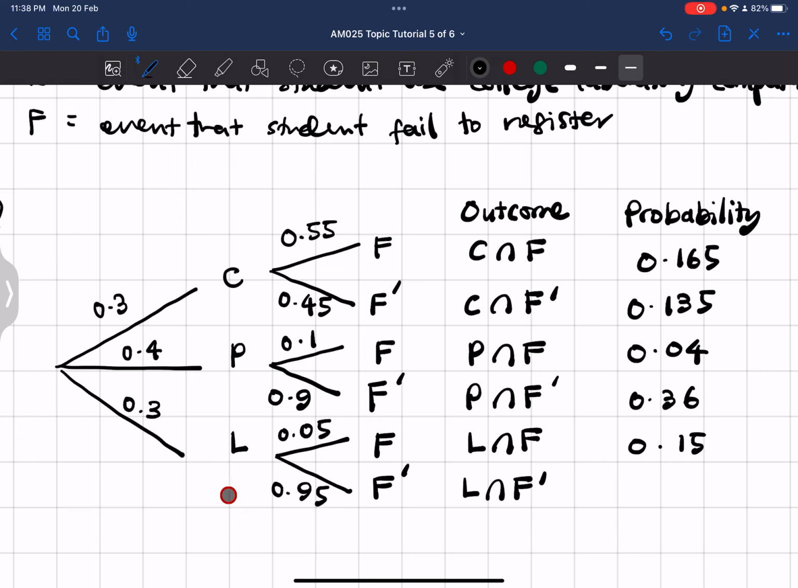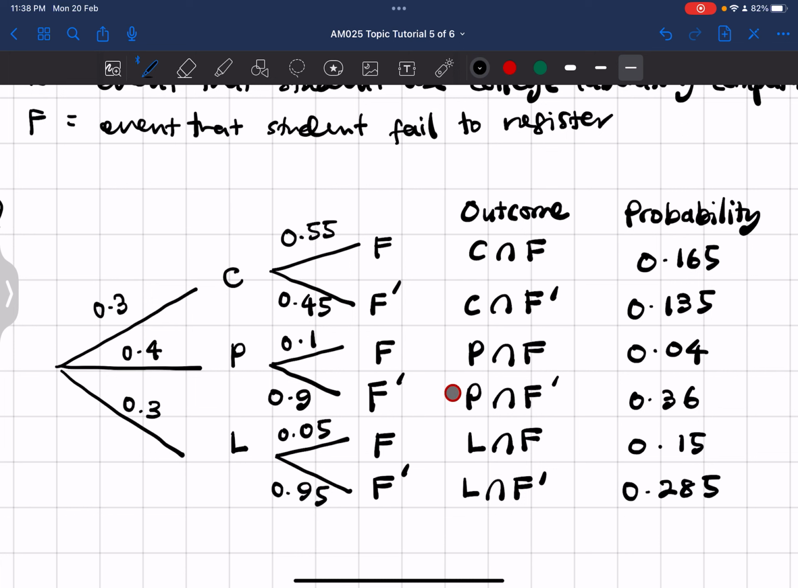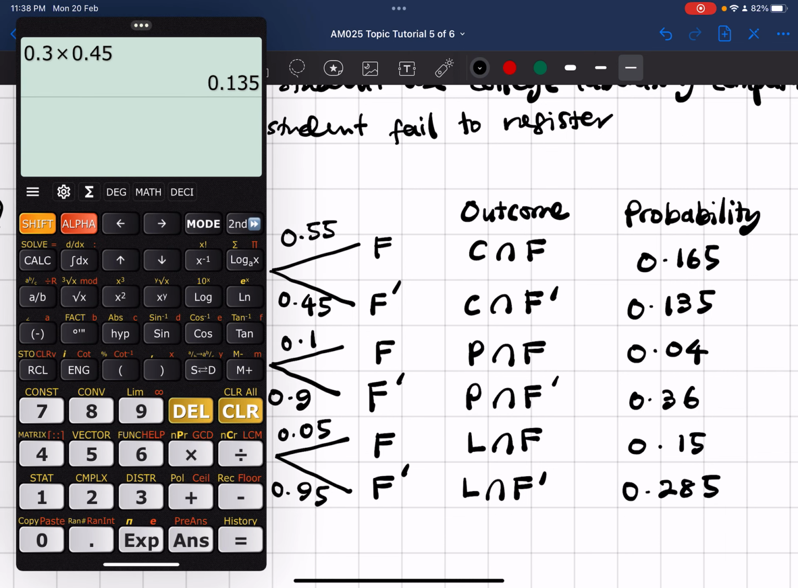0.3 times 0.95 is 0.285. Now let us find the total of all the probabilities. 0.165 plus 0.135 plus 0.04 plus 0.36 plus 0.15 plus 0.285.